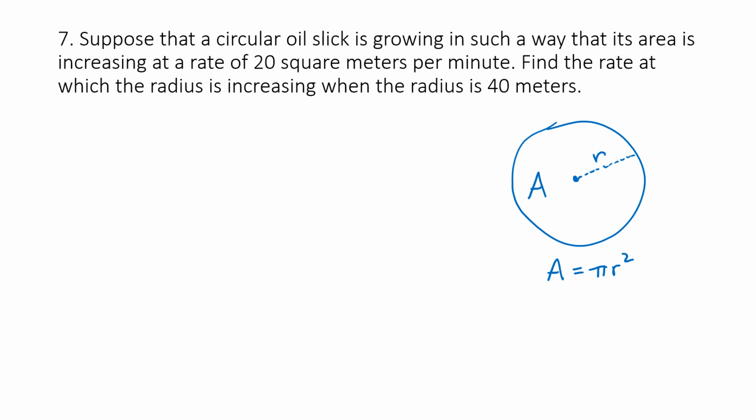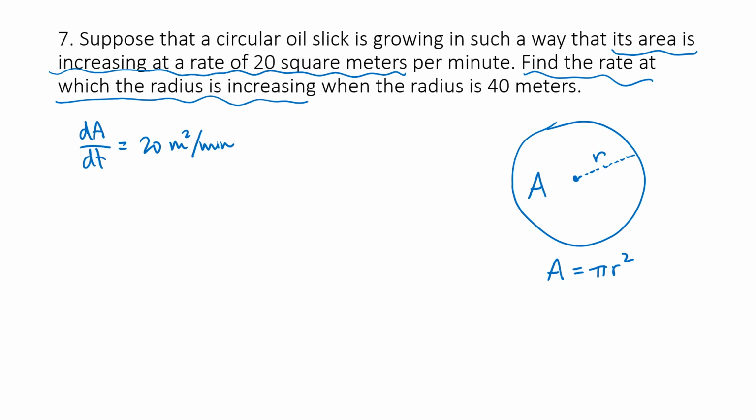We're also told that the area is increasing at a rate of 20 square meters. So they're telling us that dA/dt is 20 square meters per minute. And we want to find the rate at which the radius is increasing. So they're asking us for dr/dt, when the radius is 40 meters. They're giving us one of the rates for our variables, and we're asked for the other rate for our other variable.